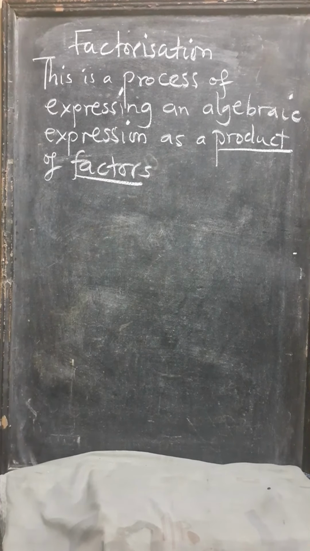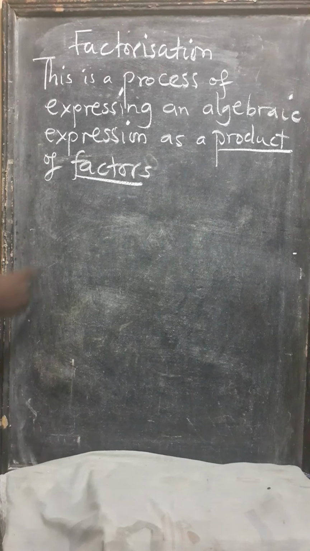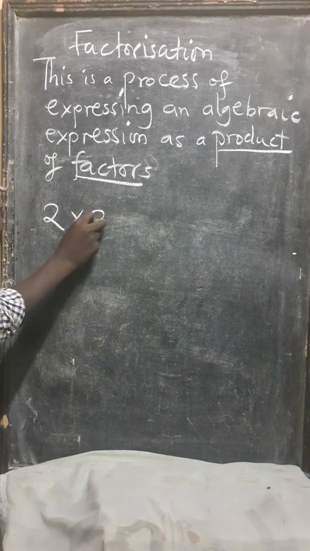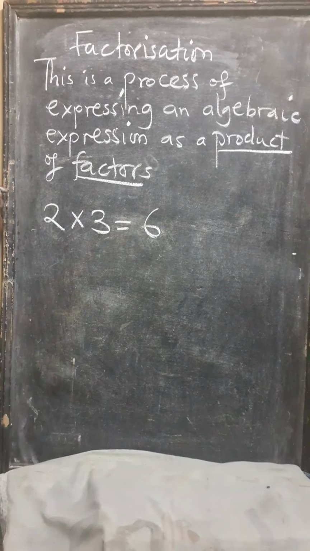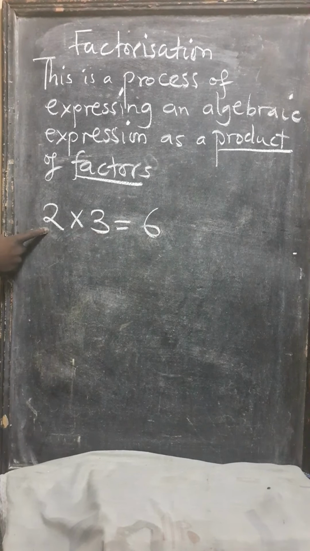What is a product in mathematics? A product is the answer that you get after multiplication. Factors. What are factors of a number? For instance, in the product, 2 multiplied by 3 is equal to 6. This is the product, and these are factors. So this is what we are saying here.